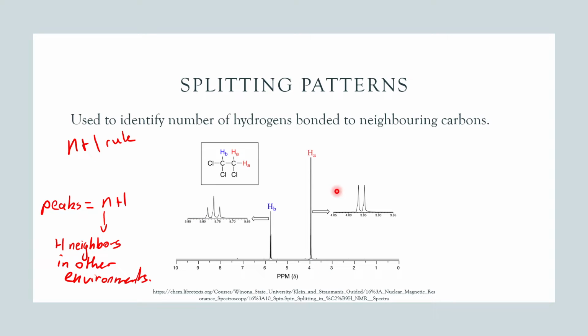If we look at the HA environment, it's made of 2 hydrogens. That's completely fine. What we see is that there are 2 peaks. Our peak has been split into 2. By the n+1 rule, the number of hydrogen neighbors in other environments must be 1, because 1 + 1 = 2, the number of peaks. And that makes complete sense because in our HA environment, when we look at neighboring hydrogens, there is only 1 neighbor that is a part of another environment.